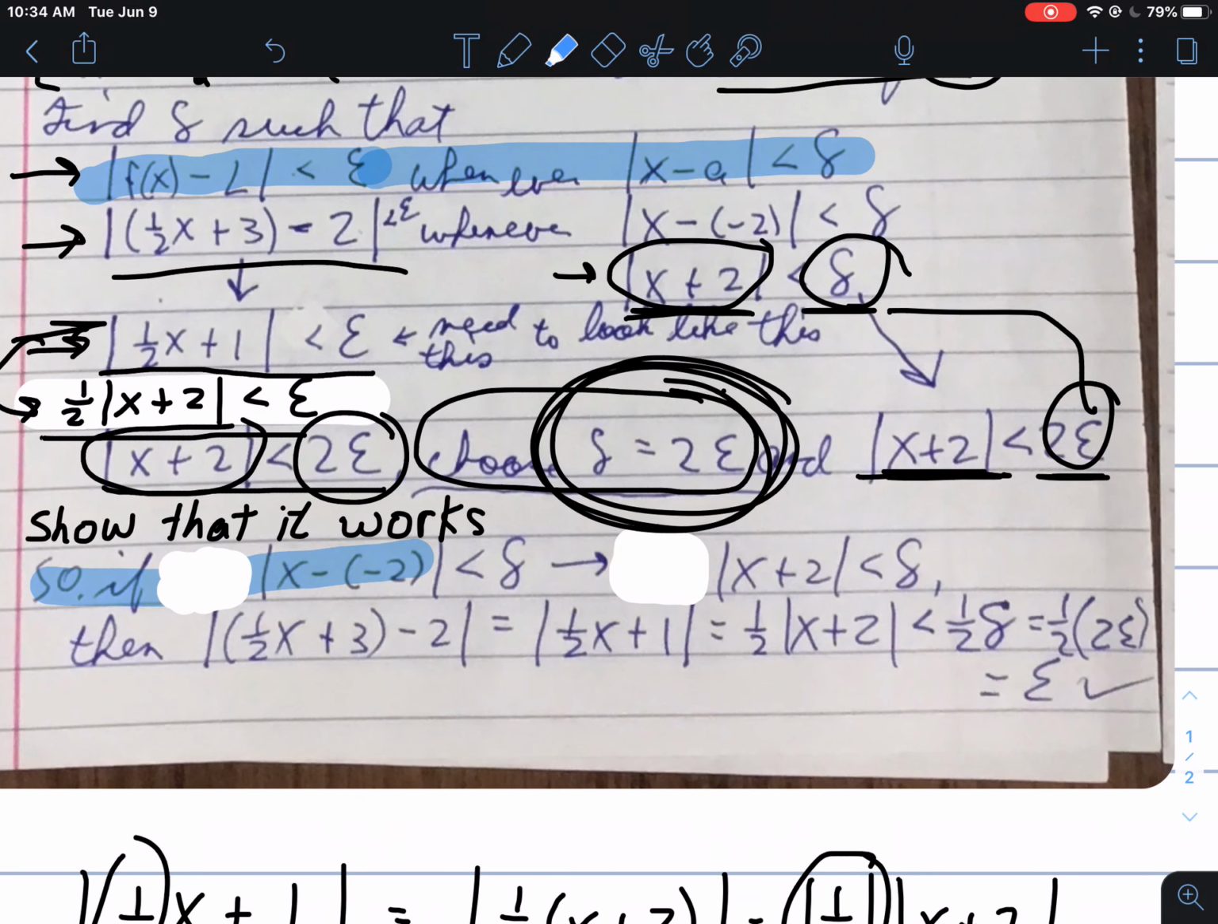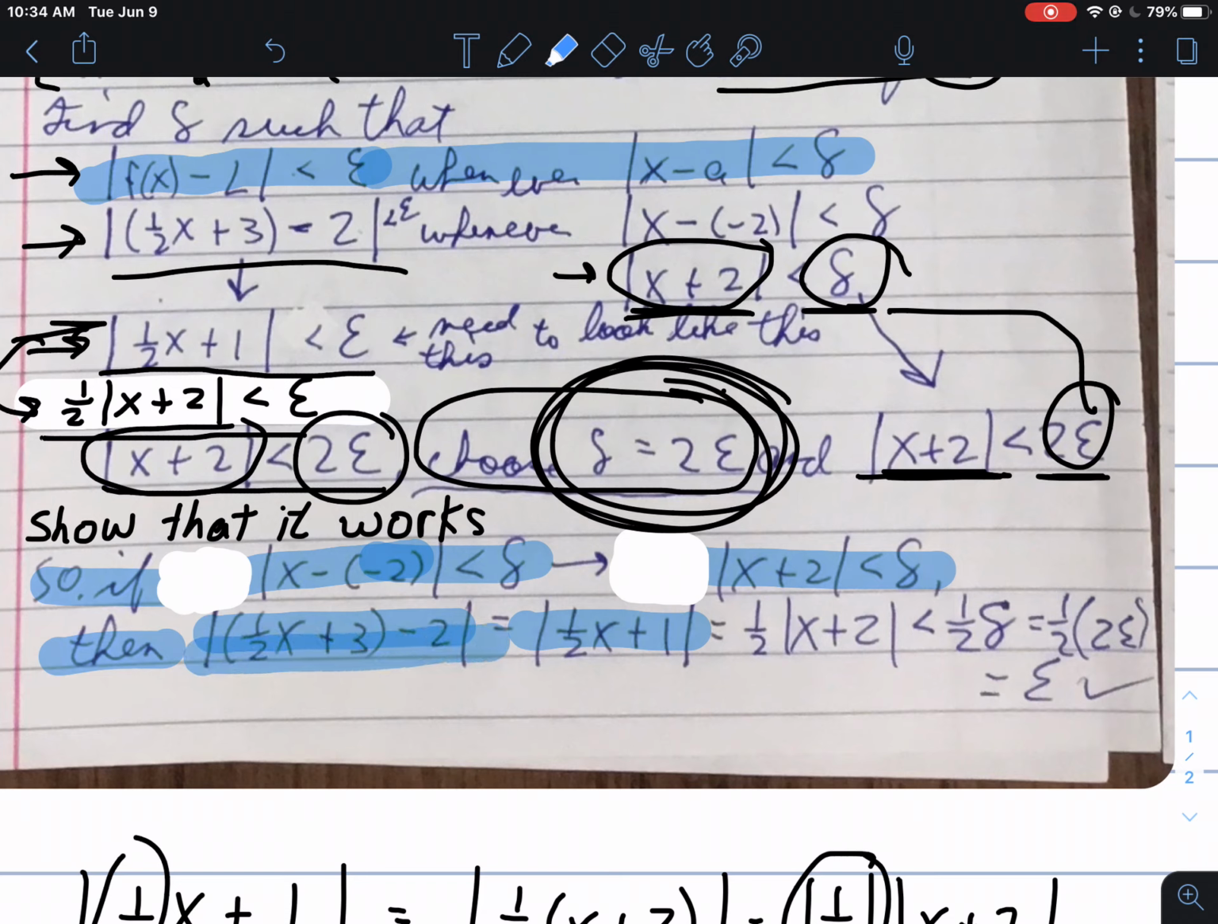If the distance between x and a is less than delta, so there's the distance between x and -2, which then gives me the absolute value of x plus 2 is less than delta, then the distance between f of x and L, which would be this. Now notice you actually end up doing exactly the same thing you did to find delta. So I start off with, if the distance between x and a is less than delta, then the distance between f of x and L, and then I just simplify it again, and then I factored out that 1/2, would be less than 1/2 delta.